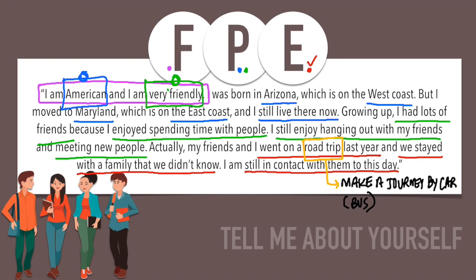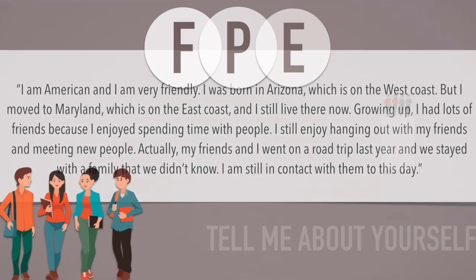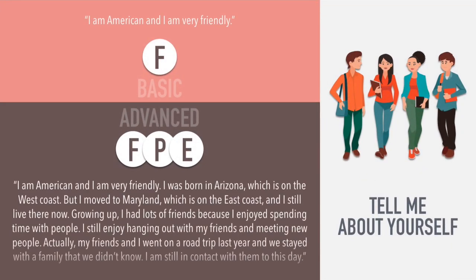We've taken care of the entire formula. The F for fact, the P for proof, and we had two proofs, and again, the E for example. So we have an advanced response. Now, let's look at it again in comparison to the basic response. All right. So again, when we had the basic, it was just the fact. And what happened? We said, I am American and I am very friendly.